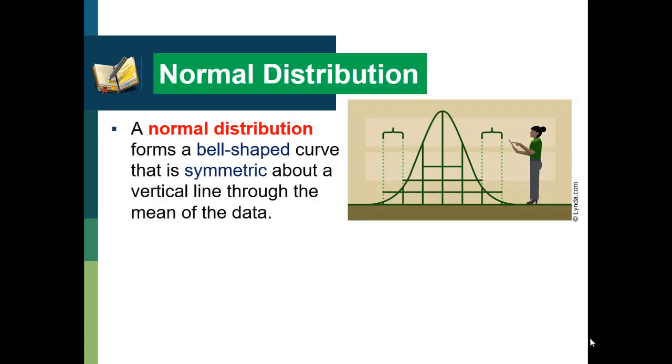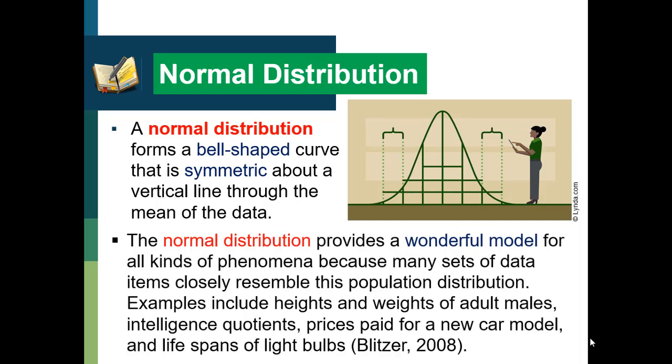Now, what is a normal distribution? It forms a bell-shaped curve, like that in the picture, that is symmetric about a vertical line through the mean of the data. So imagine that the line in the center of the bell-shaped curve is the mean of the data. And a normal distribution is always symmetric with respect to that line in the middle.